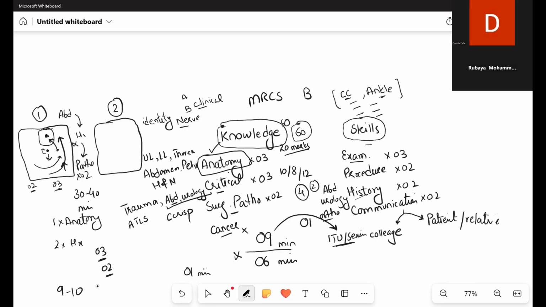And there will be one communication station in section one and one communication station in the other, because all the rounds start from a communication station. And there is another thing. Before the communication station, you will be given a complete 10-minute time to read the notes which are available.